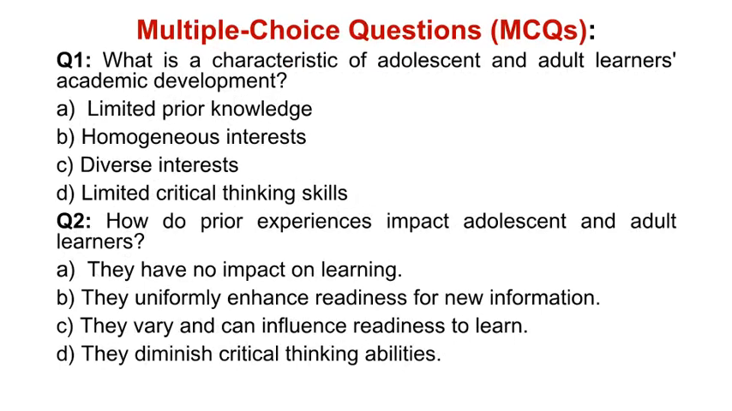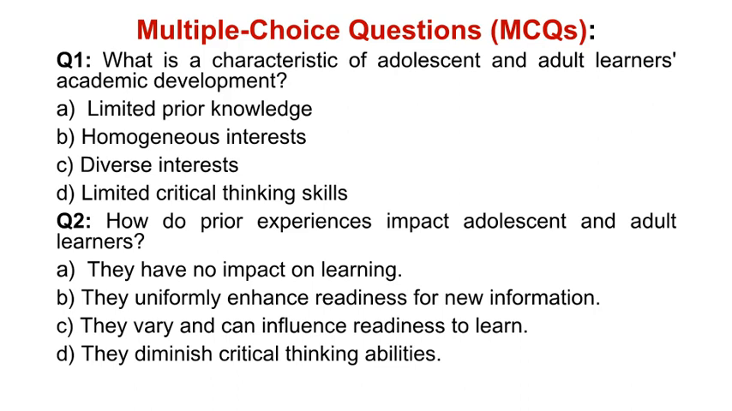Dear viewer, let us solve some important multiple-choice questions from the presentation. Question 1 is, what is a characteristic of adolescent and adult learners' academic development? A. Limited prior knowledge. B. Homogeneous interests. C. Diverse interests. D. Limited critical thinking skills. Correct answer is C.